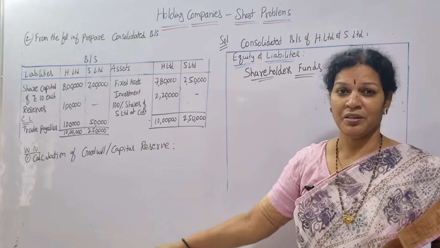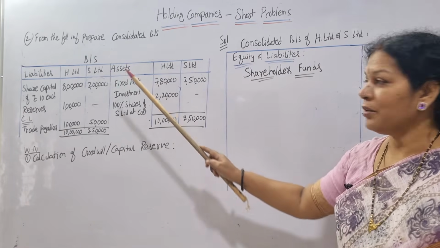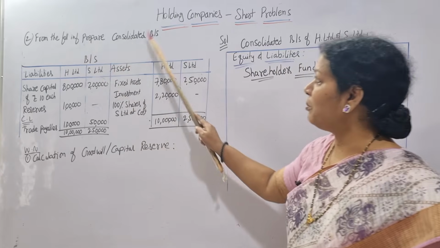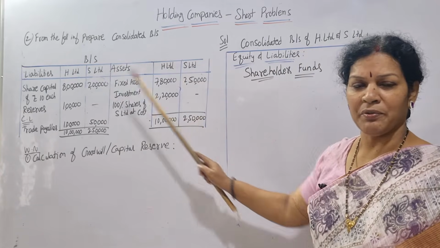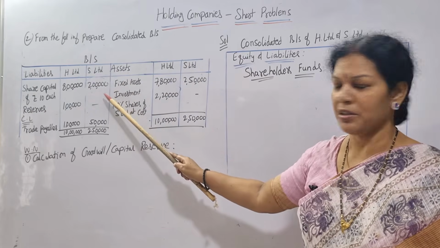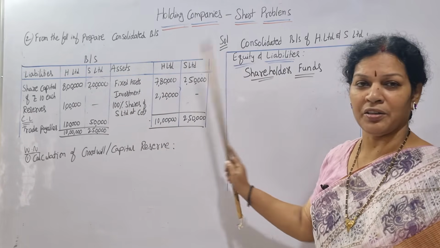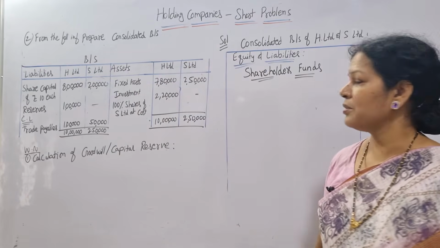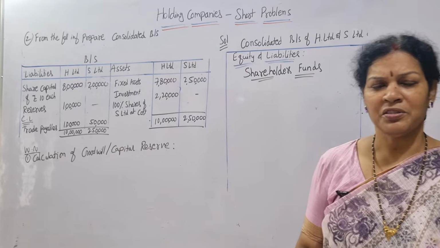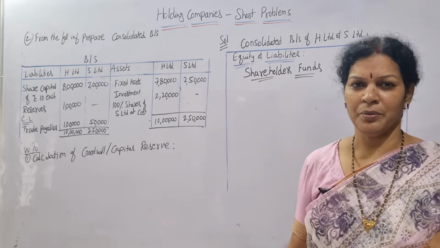So it's given on the board. From the following information, prepare a consolidated balance sheet. Two companies are given, holding company and subsidiary company, with liabilities and assets. Okay, so let's see each and every item. First one is fixed assets. What do we do? Simply add and show it in the consolidated balance sheet.